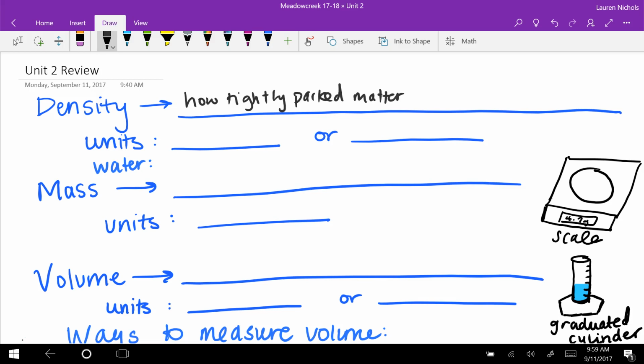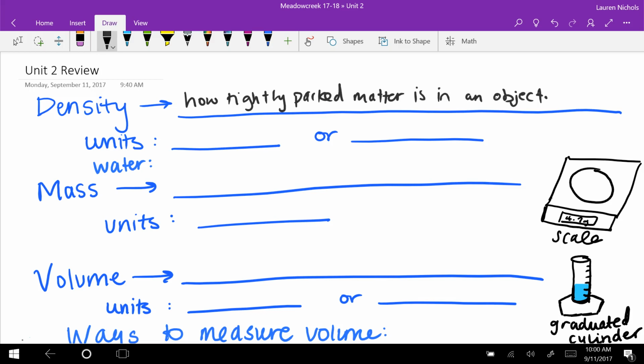And you should have a piece of paper and pencil in front of you, because if I'm writing this down, it's probably a good idea for you to write it down. Research shows that writing things down can help really cement them in your brain. So density: how tightly packed matter is in an object.